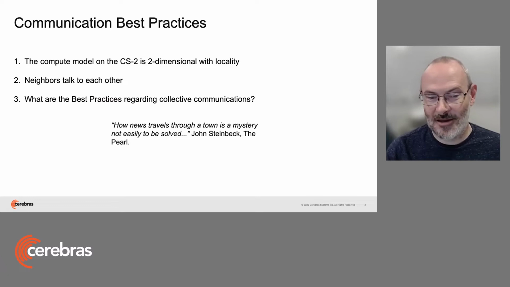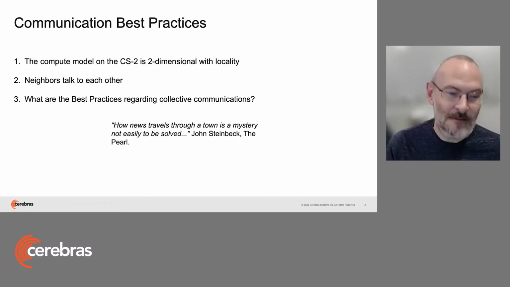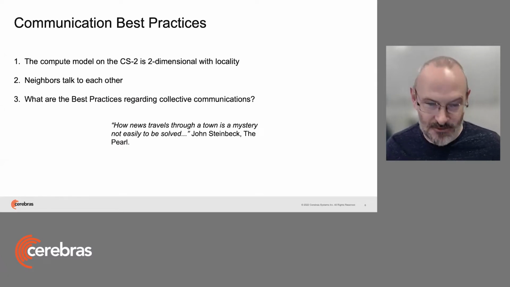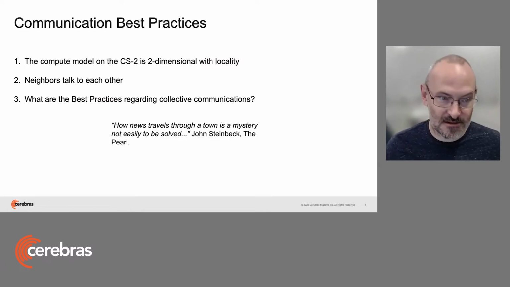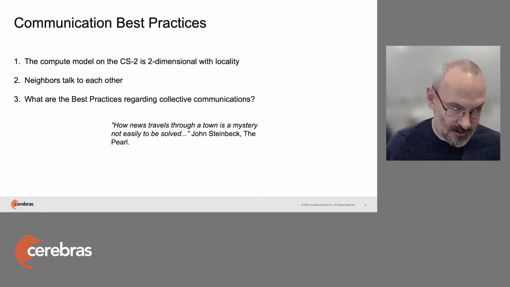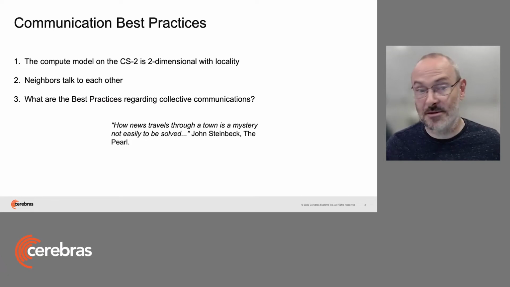A mystery not easily solved, but there was no global communication, there was no radio, and neighbors talking to neighbors effectively managed to spread this message very, very quickly. So what we want to ask is, what are the best practices when doing collective communications? What experiences have we got? What have we built? What are the different tricks for doing things?